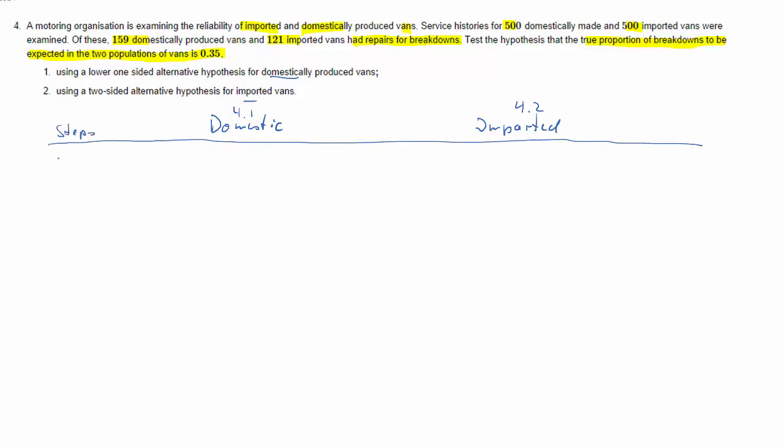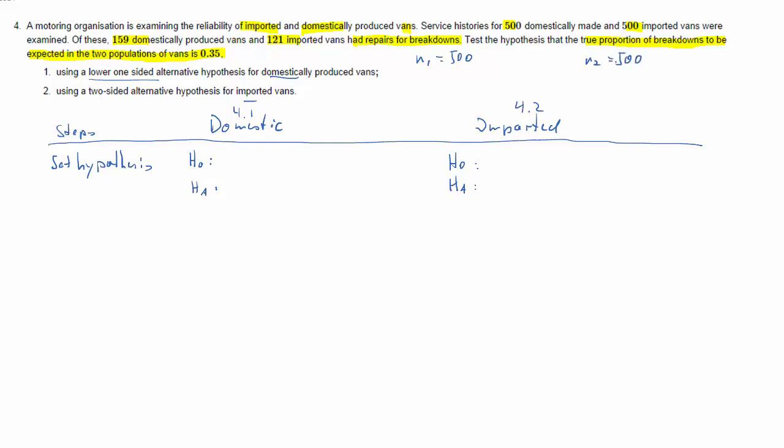As we do this test, we're going through all the necessary steps of hypothesis tests. So for 4.1 that's the domestic one, and 4.2 the imported car. Now we know that the first step is to set our hypothesis. So for both cases we need a null and alternative hypothesis. But perhaps before we continue, it's best to note down the pieces of information we have.